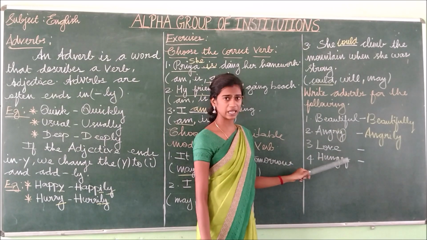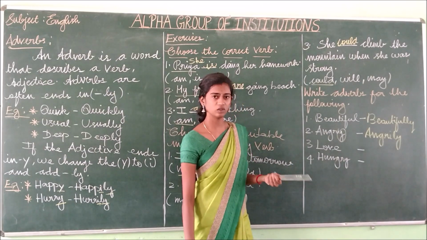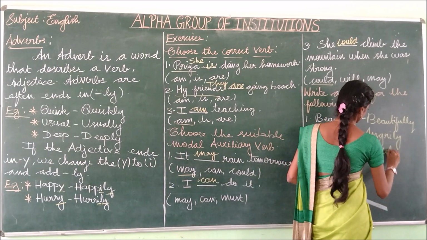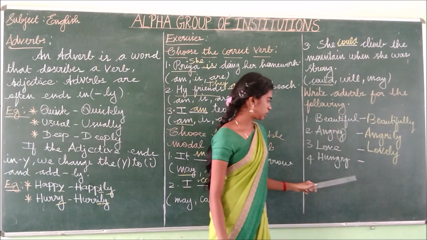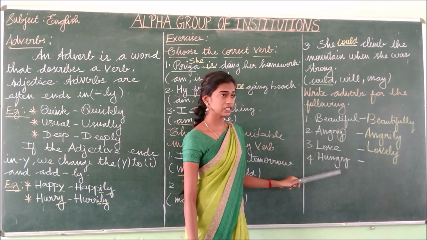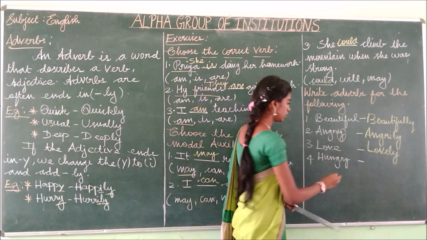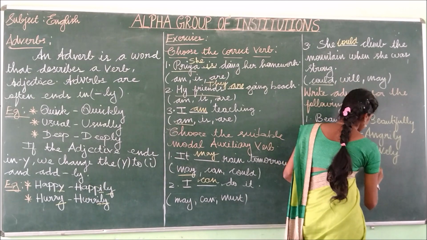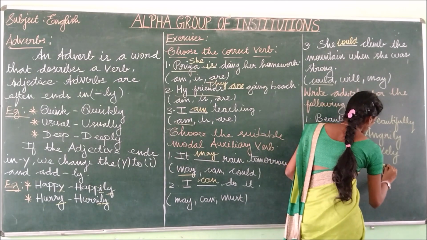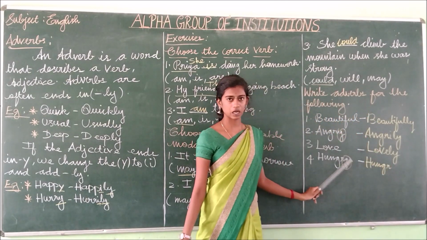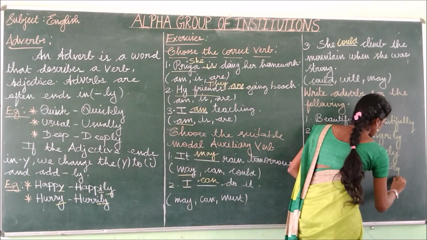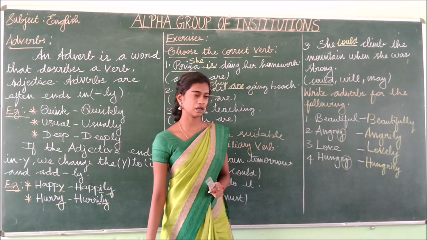So this word doesn't end with Y. So what we have to do? We have to just add ly. So love, lovely. And the last one is hungry. So this word ends with Y. So we have to remove the Y. Okay, hungry. Hungr. So after removing this Y, we have to add I and at last ly. Hungrily. Okay, have you understood?